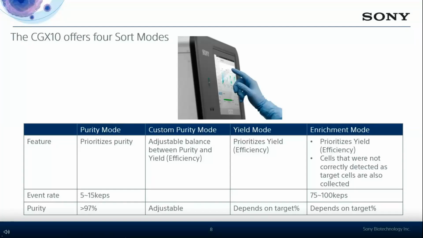Yield and enrichment modes prioritize yield and efficiency of capture. They permit some off-target cells to come along. These are useful for enrichment of rare populations from larger volumes and run at higher rates, 75 to 100,000 events per second.